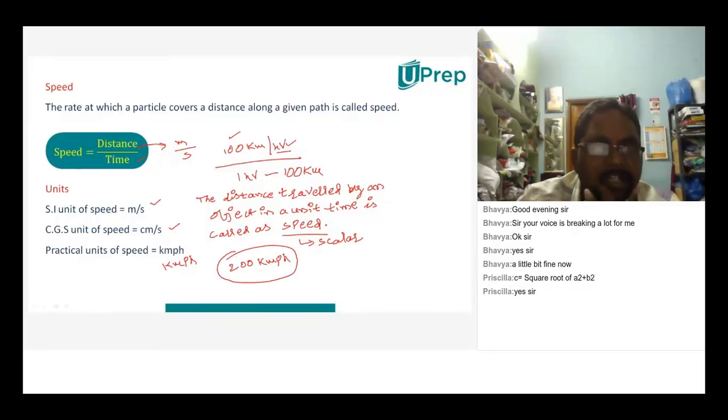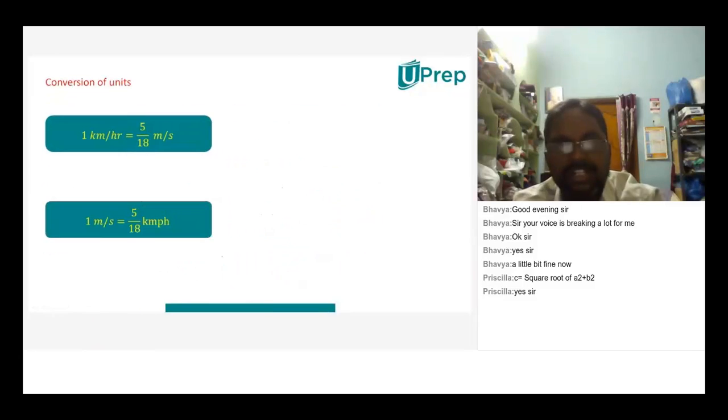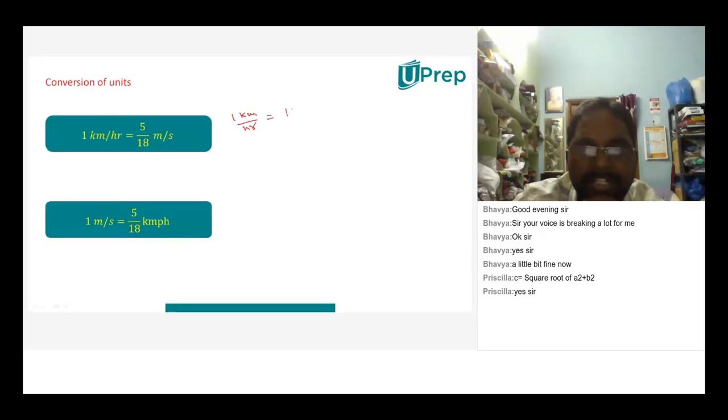This is about speed actually, and we can convert kilometer per hour into meter per second. Let me explain how. Now you know that 1 kilometer per hour will be equal to how many meter per second. That's what I am going to find now. In order to find out, I am writing one here. Kilo stands for how much? Kilo stands for how much? 100.